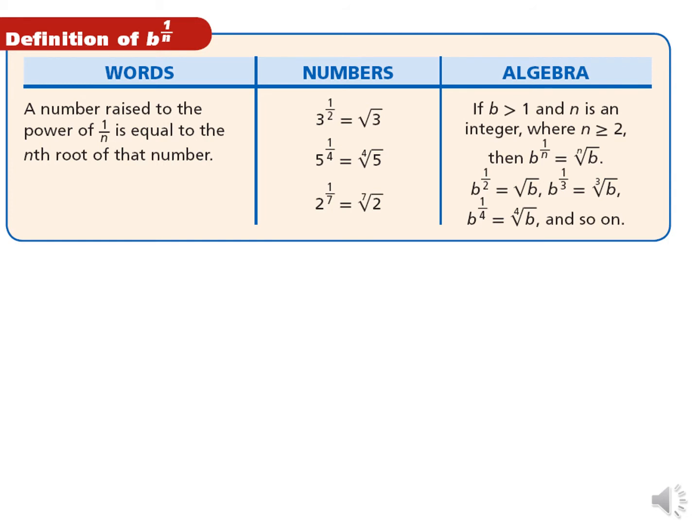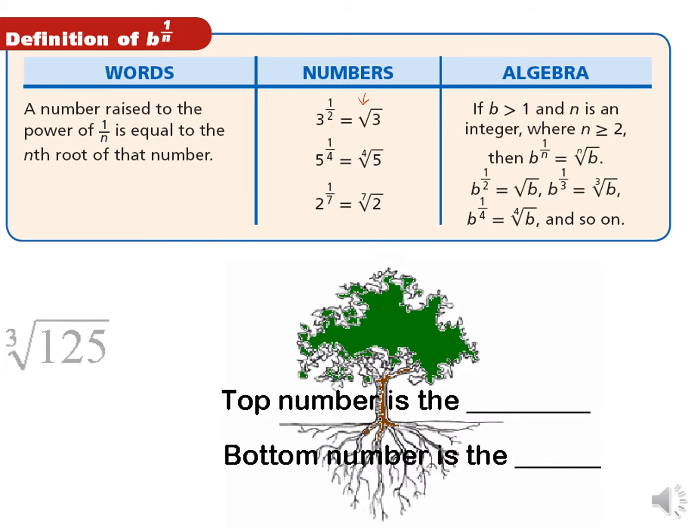Okay, up here there's just some examples. Again, it's showing you if there's nothing there, it's a square root. And then if you have a 4, it's the 4th root, etc.